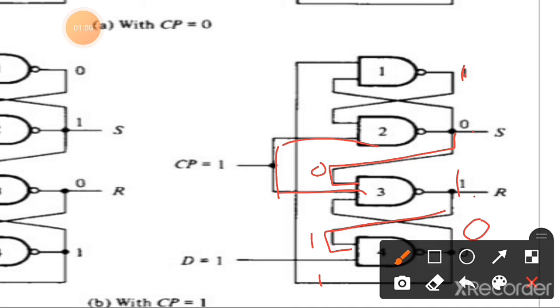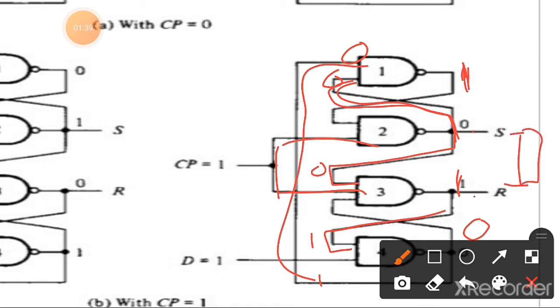This 0 goes to here. If any one of the inputs is 0, then the output becomes 1. This also is 0 here, so it becomes 1. So when the S input is 0, then gate 1's output will be 1. Then S changes to 0, but R remains 1, which causes the output of the flip-flop to go to 1. Then this is connected to the other flip-flop, and the outputs of that flip-flop are Q and Q bar.